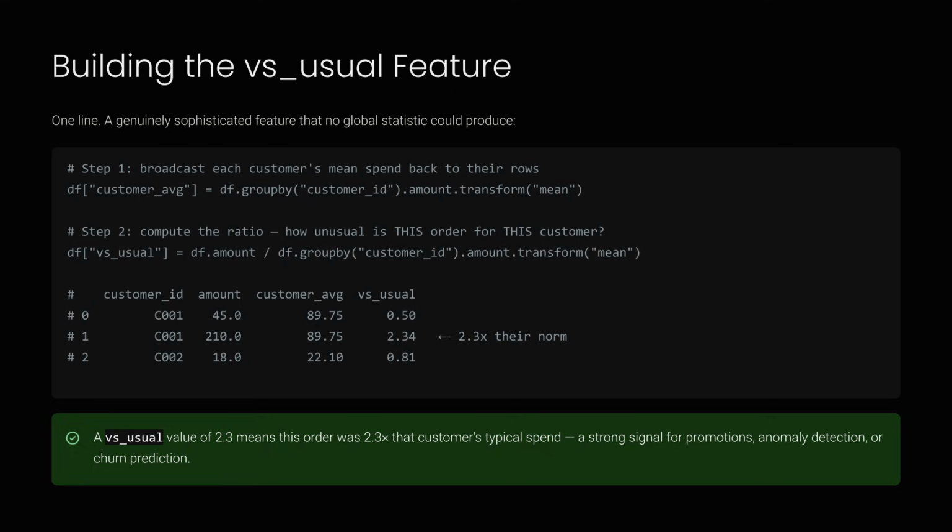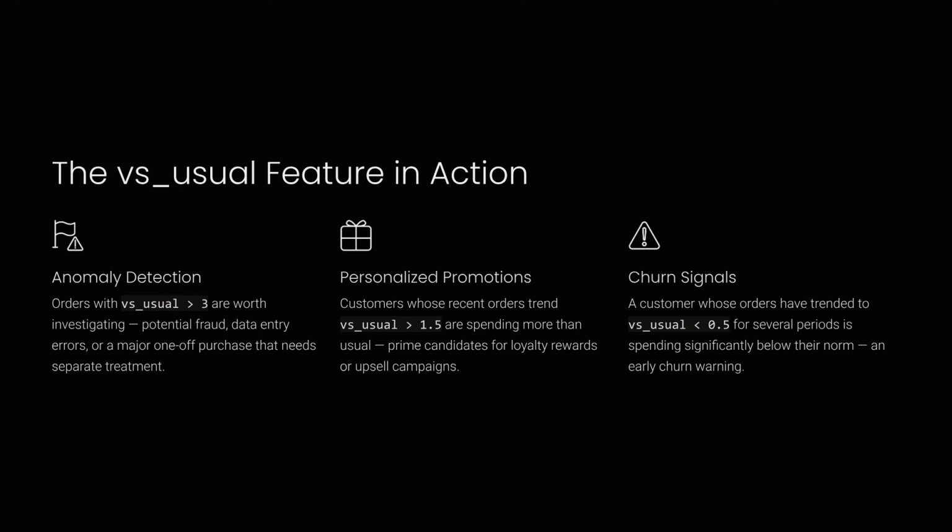We can build a vs_usual feature in one line. By calculating the ratio of the order amount to the customer's mean, we create a powerful signal for anomaly detection or targeted loyalty campaigns. This vs_usual feature is versatile. High values suggest anomalies like fraud or errors. Moderate trends can trigger personalized promotions, while low values serve as early warning signs for churn.